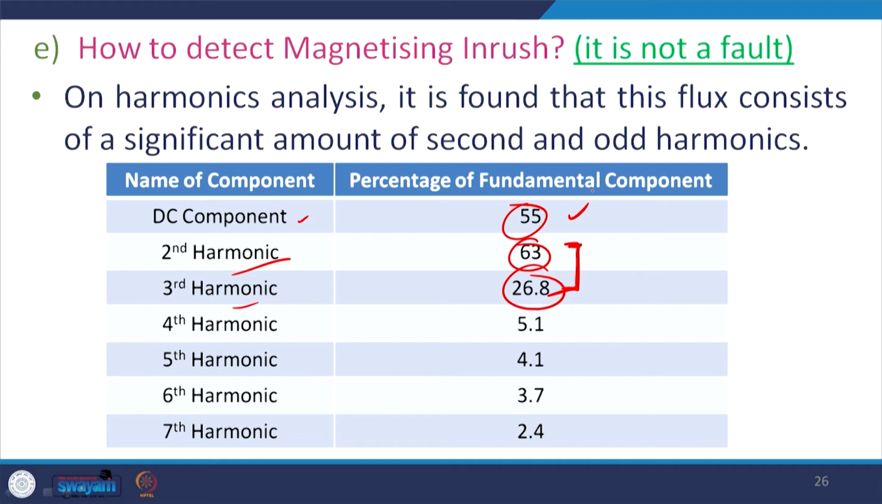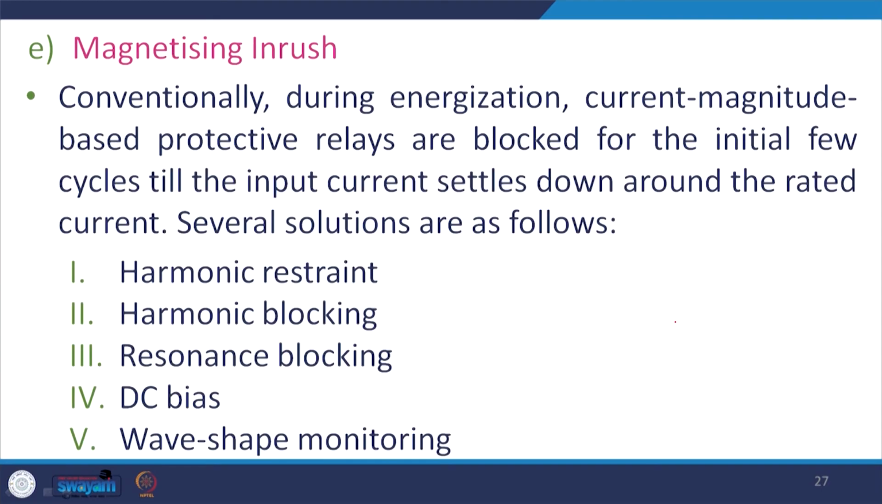In normal practice, they monitor the second and third harmonic components. If the second harmonic component exceeds, say, 20%, then the operation of the relay is blocked, indicating that it is an inrush phenomenon, not a fault. Different techniques are available. These techniques are the harmonic restraint technique, the harmonic blocking technique, the DC biasing technique, as the DC component is also significant, and sometimes a wave shape monitoring technique is also available.